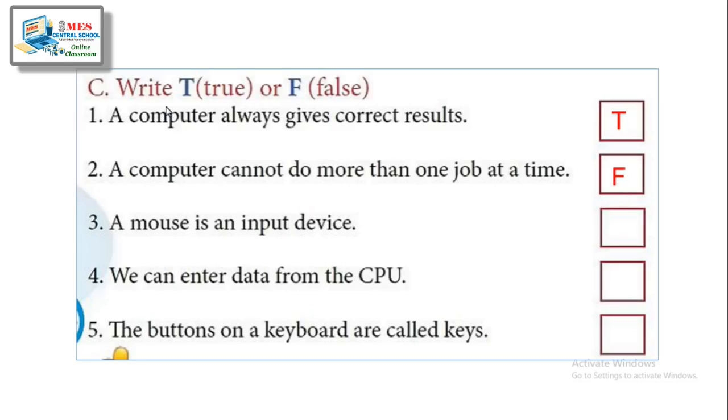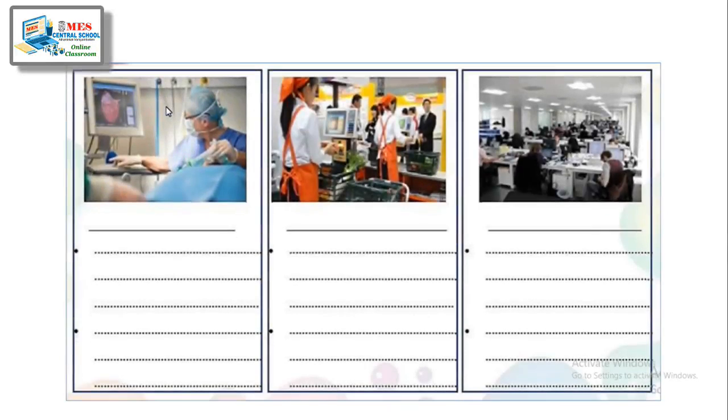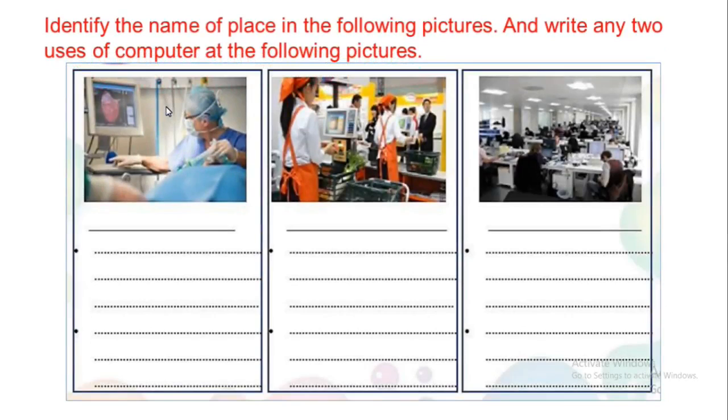A mouse is an input device. The answer is true. We can enter data from the CPU. Can we enter data from the CPU? No. That is false. The buttons on a keyboard are called keys. Yes, that is true. Now, this also you learned in the previous chapter.